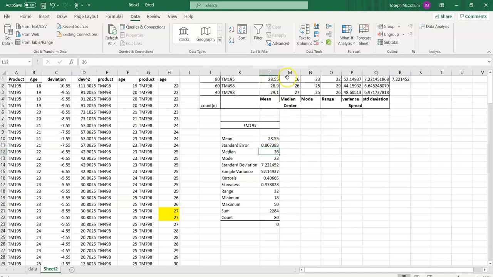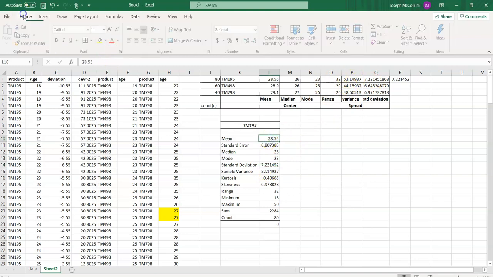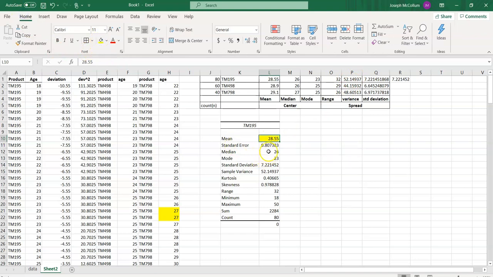We have the median, 26. We have the mode, 23. We have the range, 32. We have the standard deviation, 7.22. We have the sample variance, 52.149. So think about that. Think about what you get for free that I just spent 30 minutes discussing with you. That's the great thing about Excel. And in fact, we talked about all of these down here also. But it's great to back up what we've worked on.